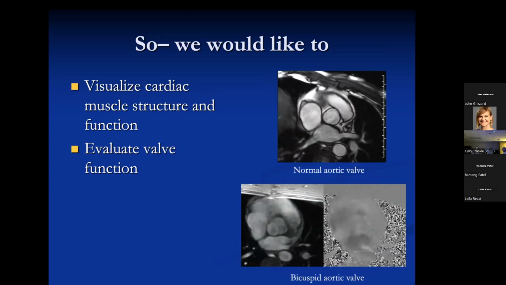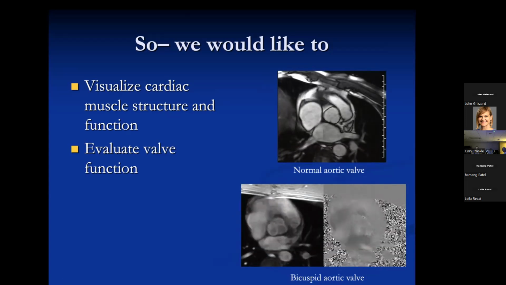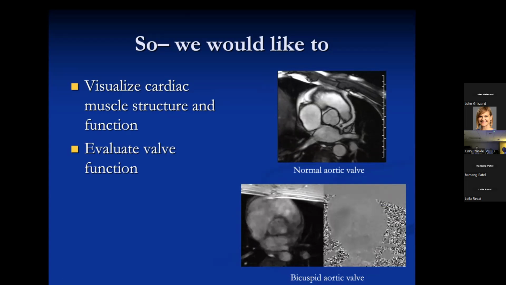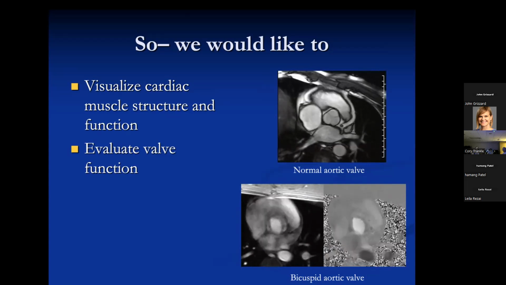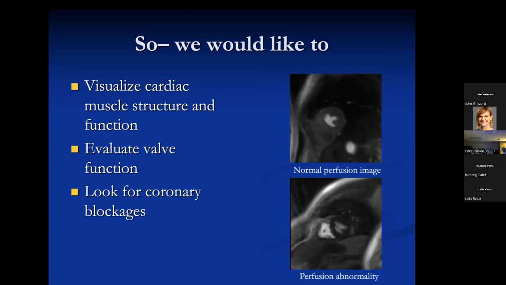Here's a normal through plane flow study in the top image with a tri-leaflet, Mercedes-Benz looking aortic valve. And then at the bottom, you have a bicuspid valve, and that's pretty easy to see. In this case, the bicuspid valve functions pretty normally. There's not a lot of retrograde flow.